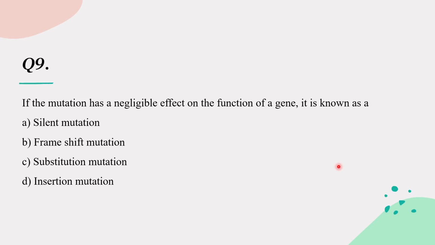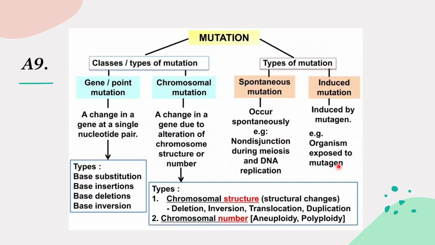Okay, let's discuss. All of you have answered A, and very good. It's the correct answer. If the mutation has negligible effect on the function of a gene, it is known as silent mutation. So how does it work? I already discussed what mutation is at the start of this class, so let me repeat again.